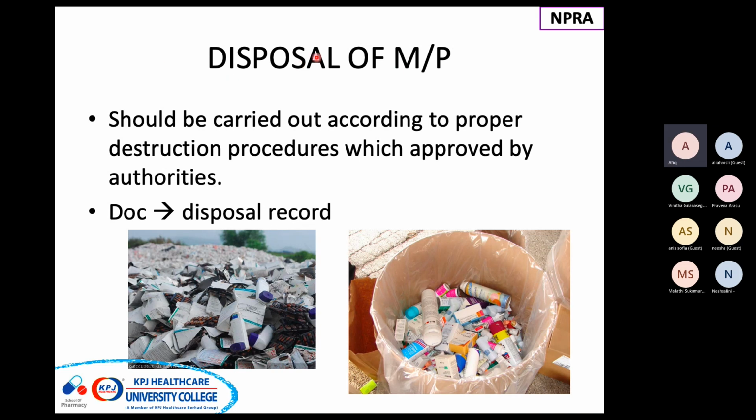The next criteria according to MPRA for GDP is the disposal of the materials and product. So it should be carried out according to proper destruction procedures, which are approved by authorities. And once you dispose, you must have a record for that. Like maybe you have expired medication in stock and you want to dispose of it, so you cannot just simply throw it into the rubbish container or something like that. There must be a proper disposal procedure.